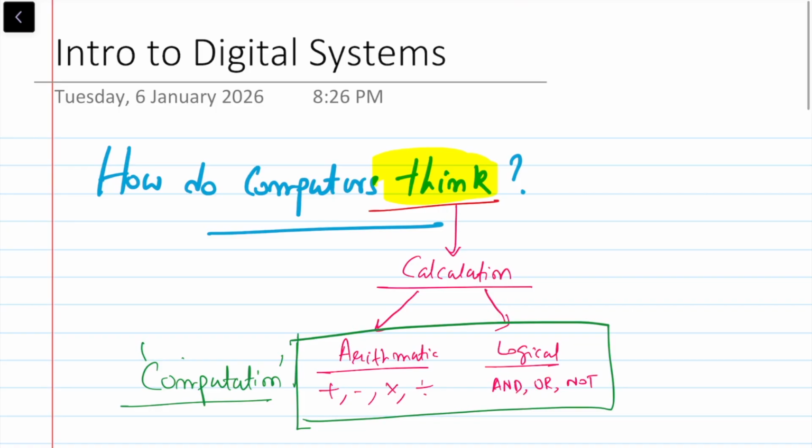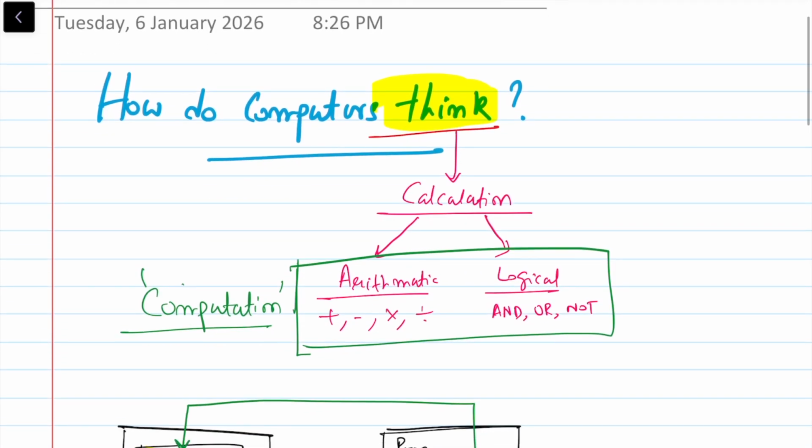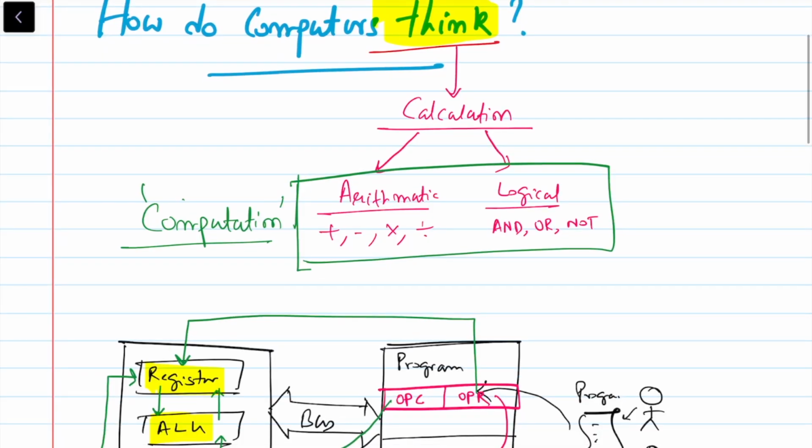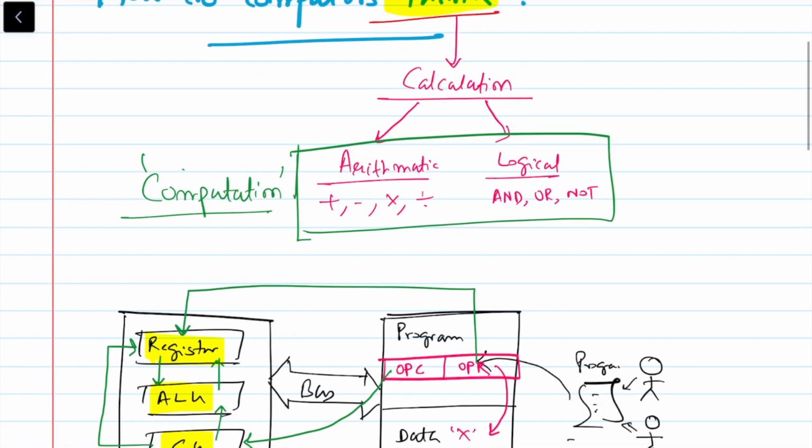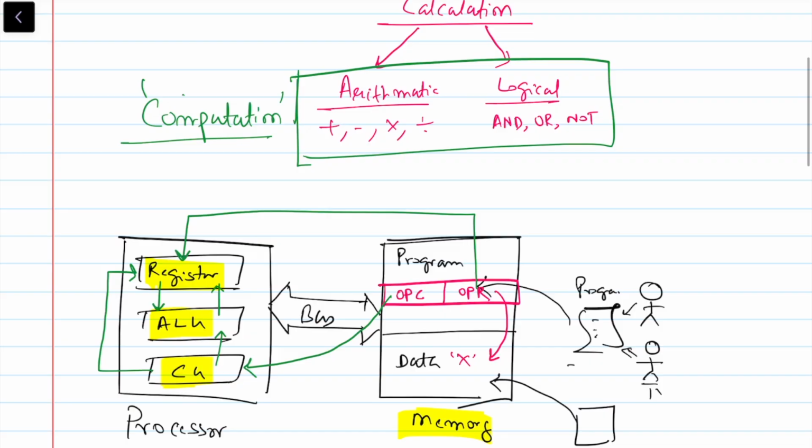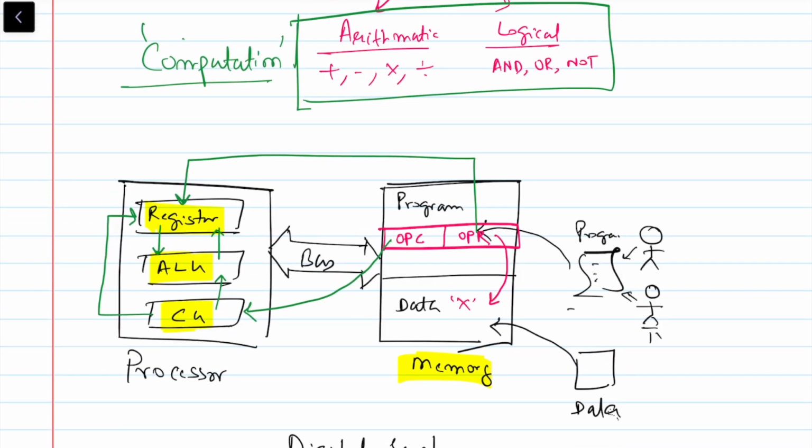How do computers think? They don't. They calculate arithmetically and logically. That is called a computation. Computation is done by a computer expressed by an architecture called the von Neumann architecture. Von Neumann architecture describes a digital system that performs computation.